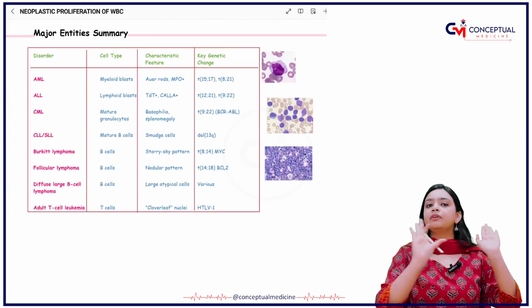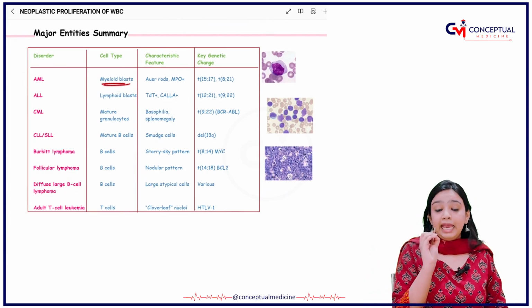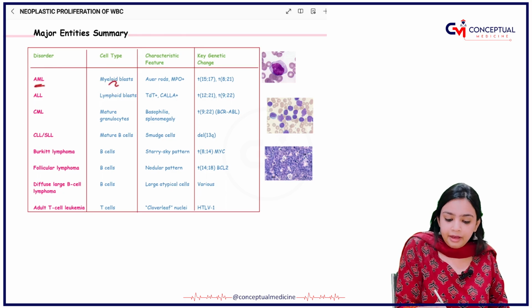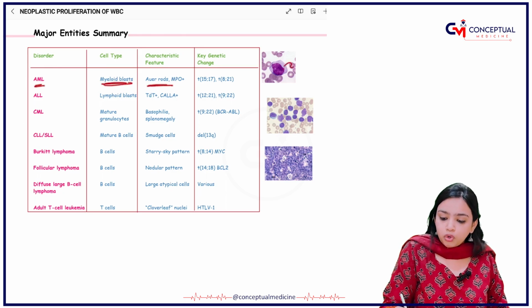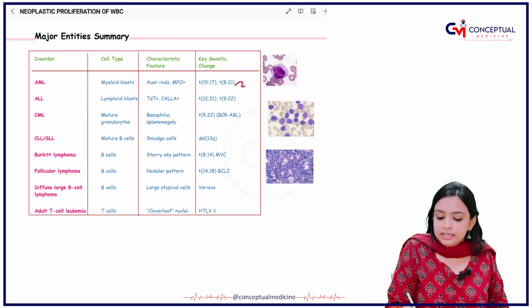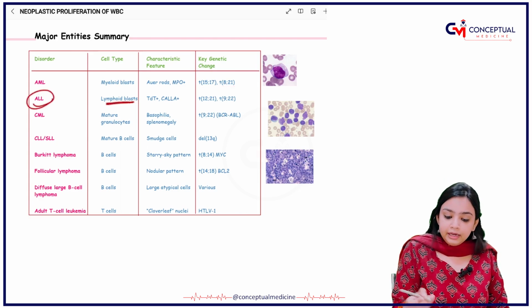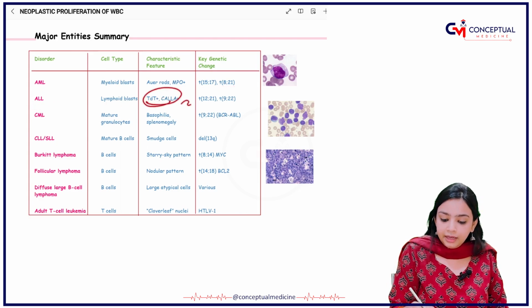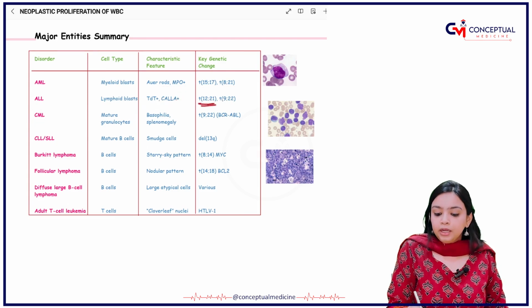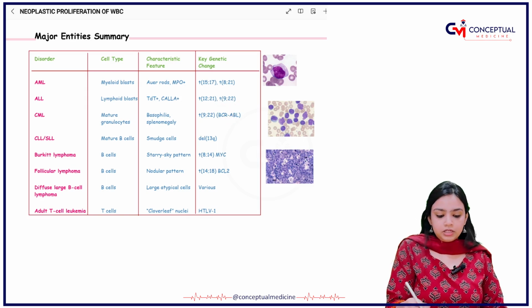Here only I have given you all the images. First thing, image of AML. Cell type is AML, so there is a myeloid blast. It will be MPO positive. Translocation t(15;17) and t(8;21). ALL, there will be a lymphoid blast, TdT positive, and t(12;21) translocation and t(9;22) translocation.